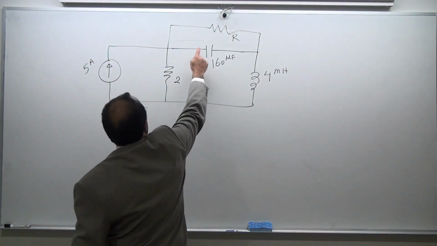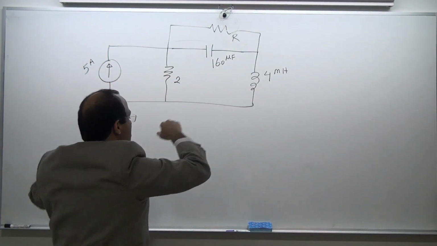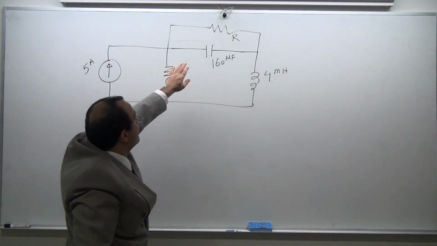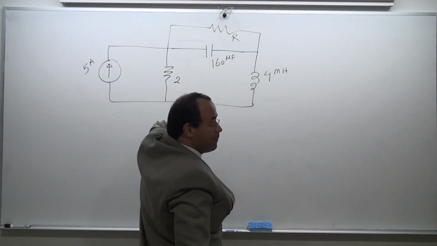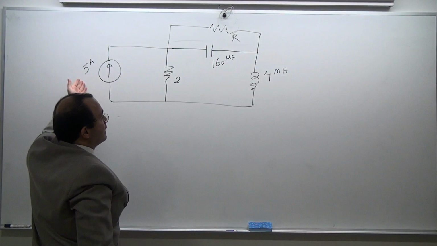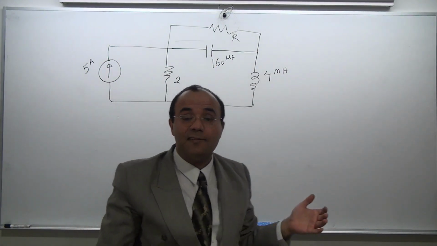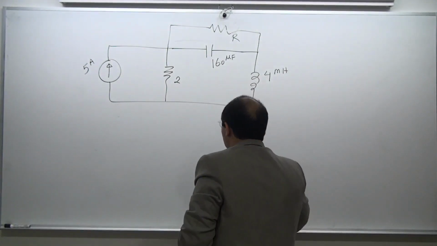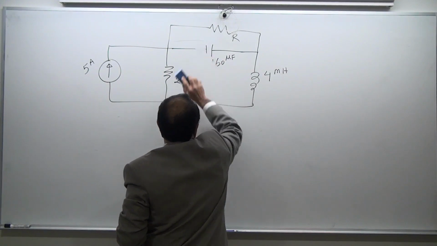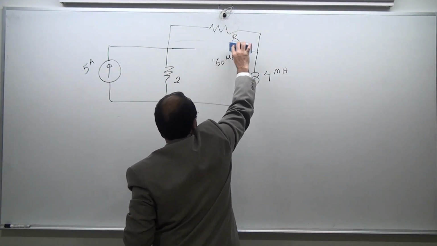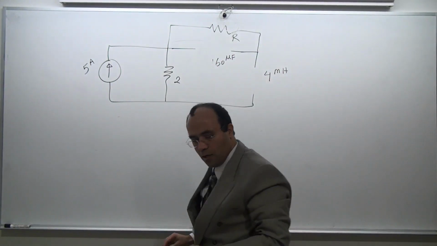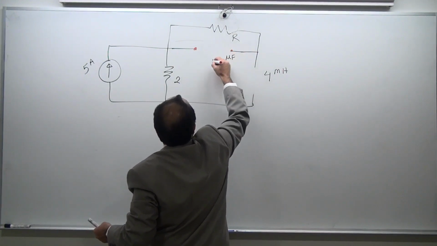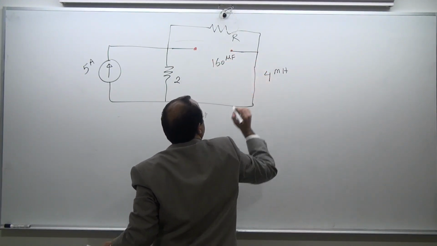So I want the energy in this to be the same as this. I want this energy and this energy to be the same. I have a DC excitation. So since this is DC, a capacitor is going to act like an open line. An inductor is going to act like a short line. So this 160 microfarad is going to act like an open line. This one is going to act like a short line. I want to identify this using a red marker. So that's open, and this is going to be a short line.